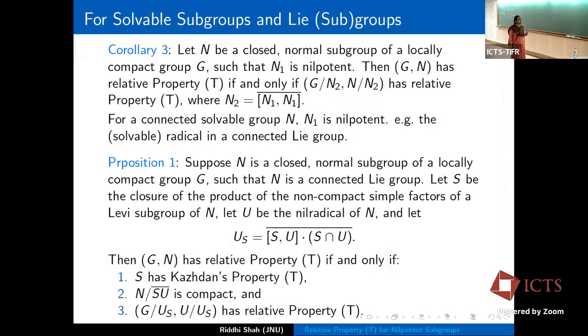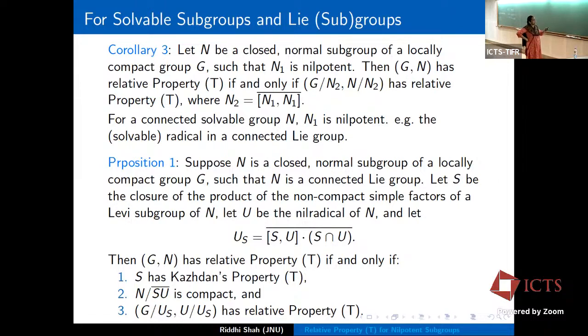Suppose N is a closed normal subgroup of a locally compact group G such that N is a connected Lie group. Then you can characterize these maximal groups with relative property T in this sense. So S is the product of non-compact simple factors of the Levi subgroup. Any Lie group has a Levi decomposition, which is G equal to SR. S has two parts: compact simple factors and non-compact. So you take all non-compact simple factors, because compact doesn't matter in terms of property T.